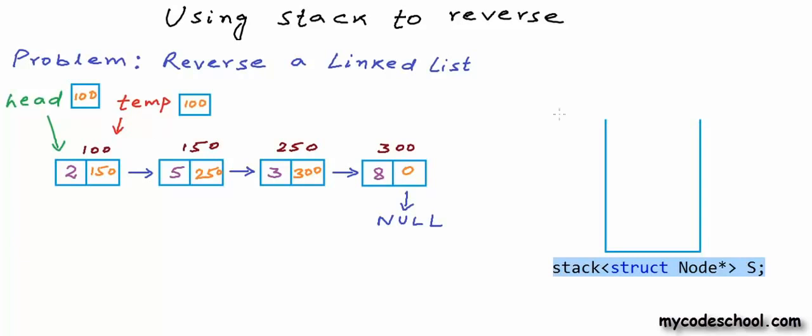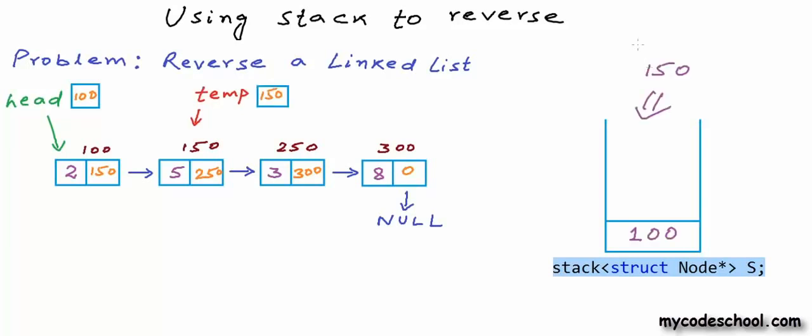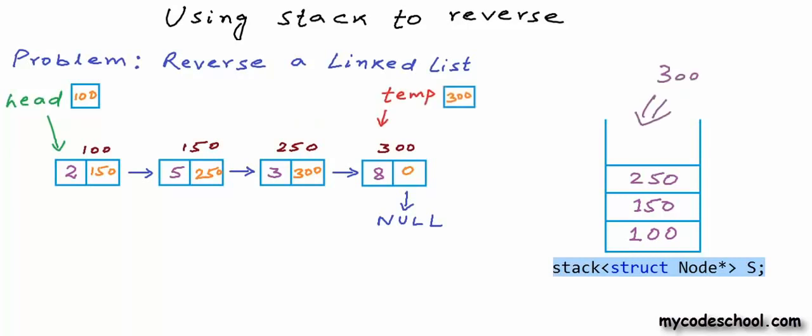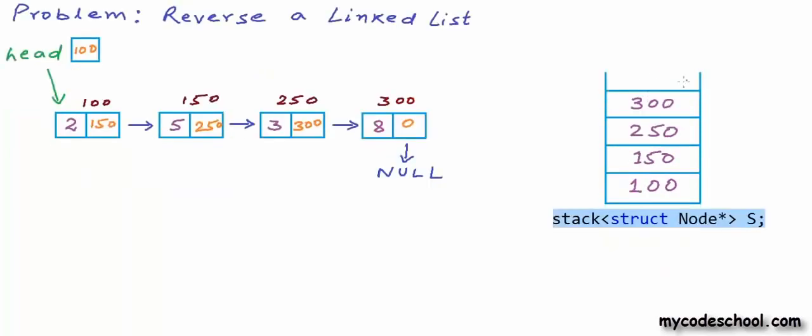When we will go to a particular node, we will push the address of that node onto the stack. So first 100 will go to stack, and now we will move to the next node. Now 150 will go in stack, and now we will go to 250 and then to the last node at 300. We are showing addresses here in the stack, but basically the objects that we are pushing are pointers to node, or in other words, references to nodes.